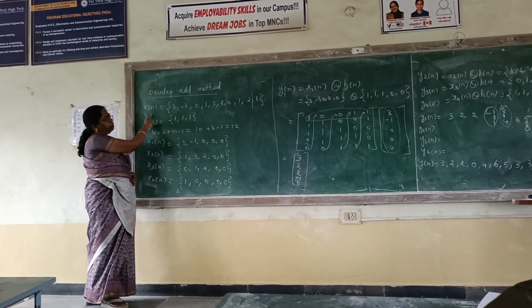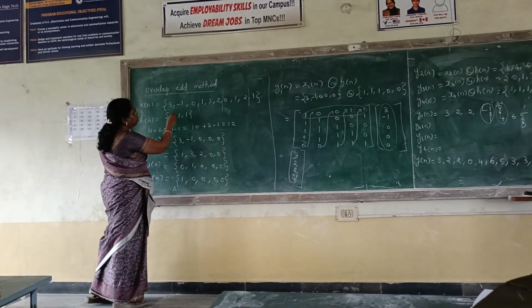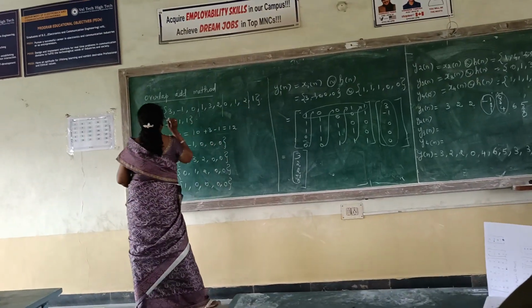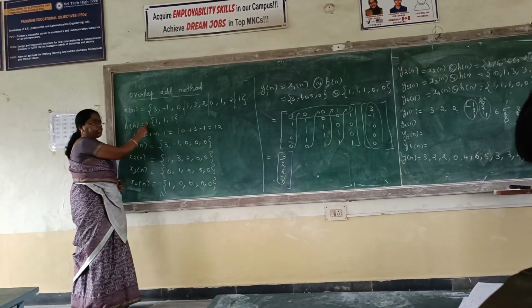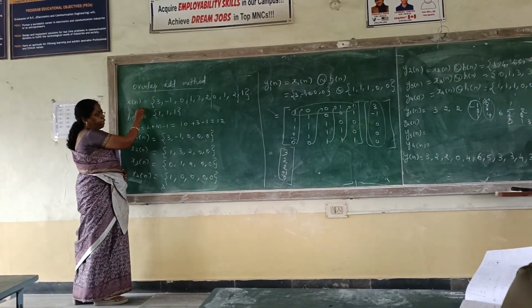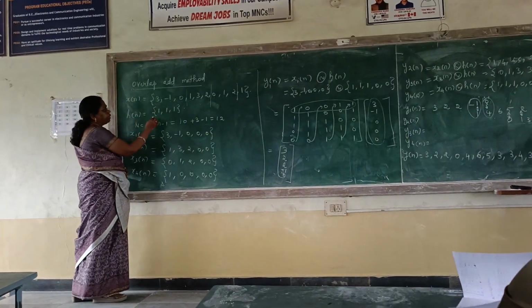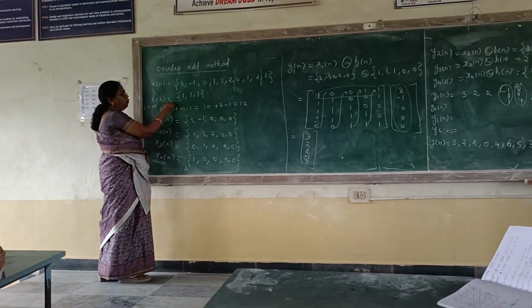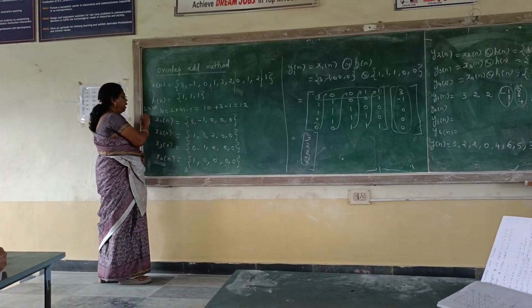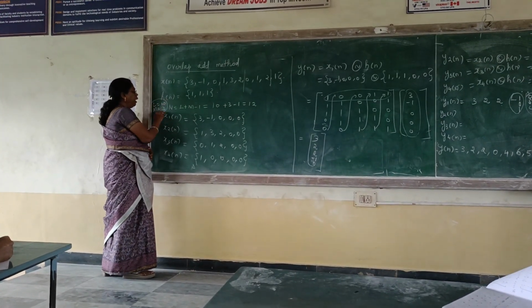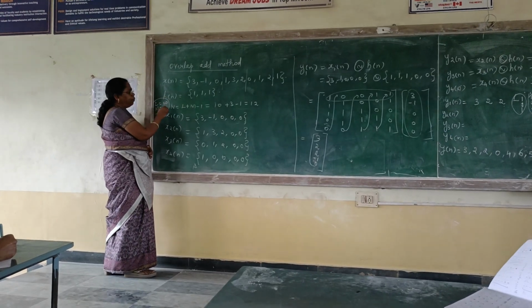Ten samples are given here, and h of n sequence is given as 1, 1, 1. The total number of samples in x of n is taken as L, so L equals 10. The total number of samples in h of n is taken as M, which equals 3. So L equals 10, M equals 3.